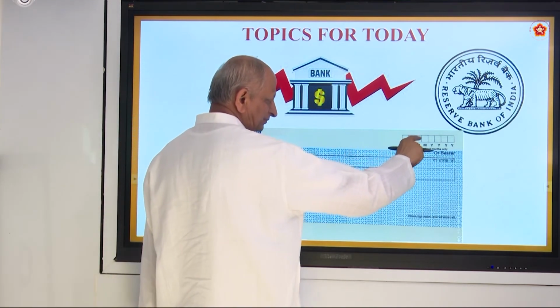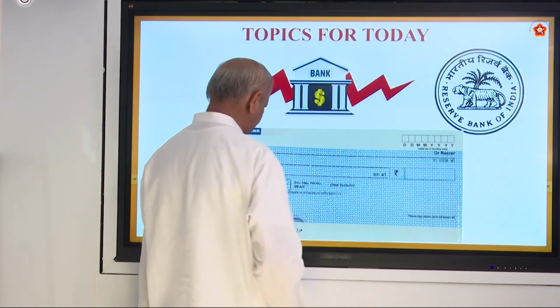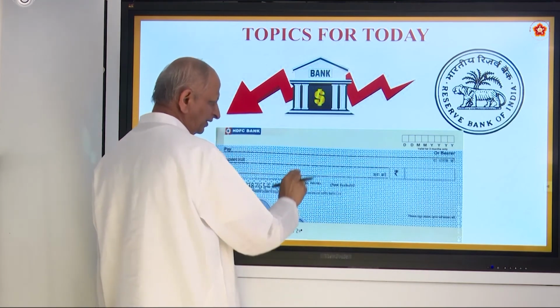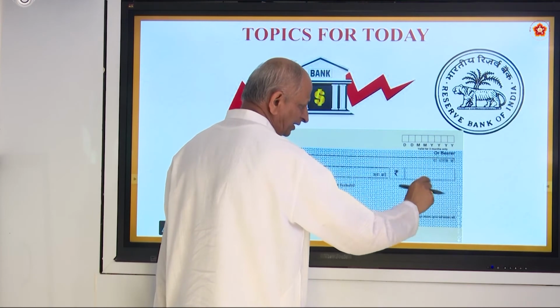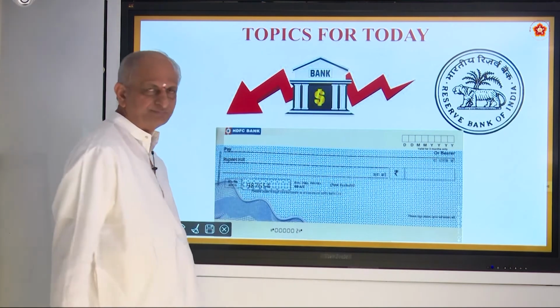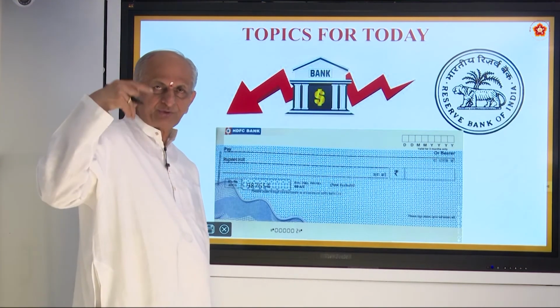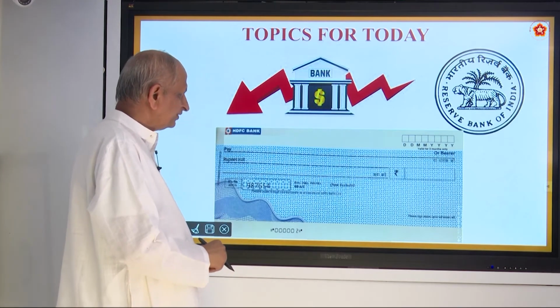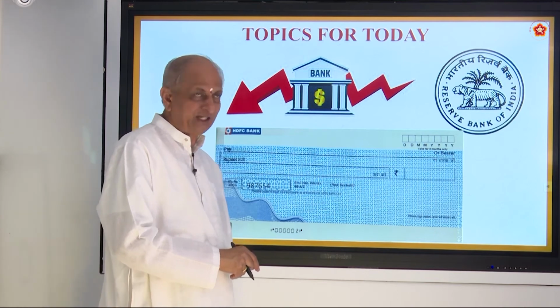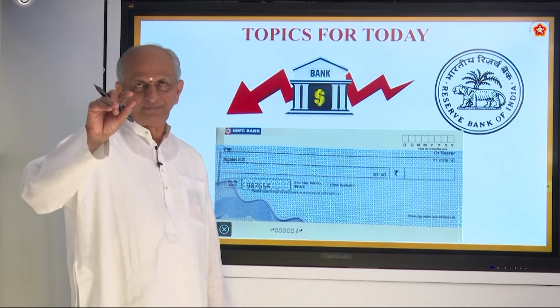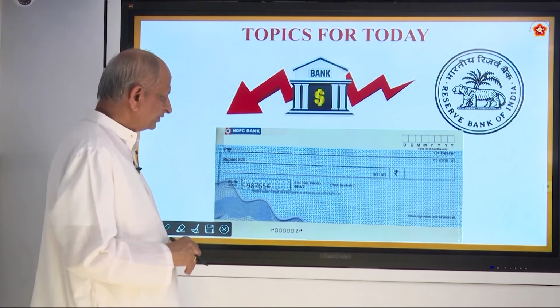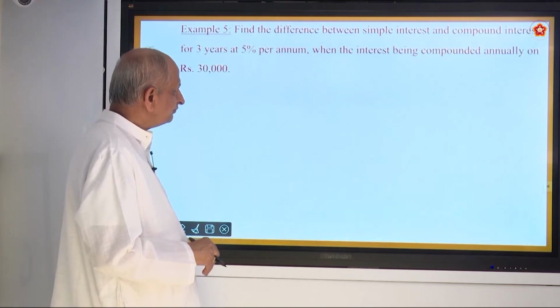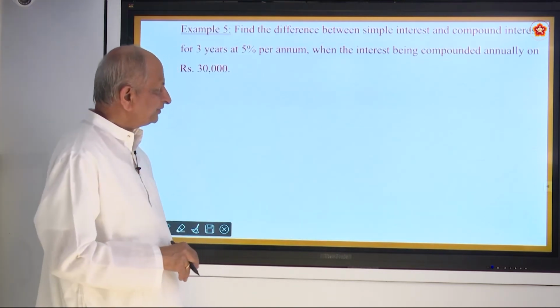This is the date, month, year, and you write in words here, and you have to sign here and also on the backside if it is self. If it is given to some party, you have to write the party name. Okay, this is a simple check leaf. There will be about 10 leaves, that is called a checkbook.